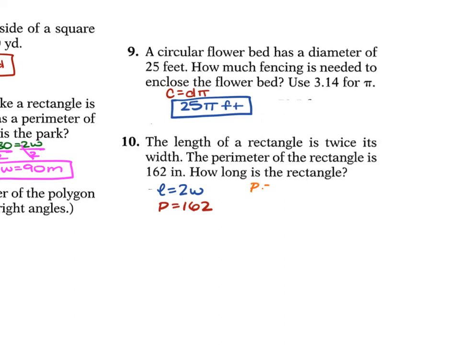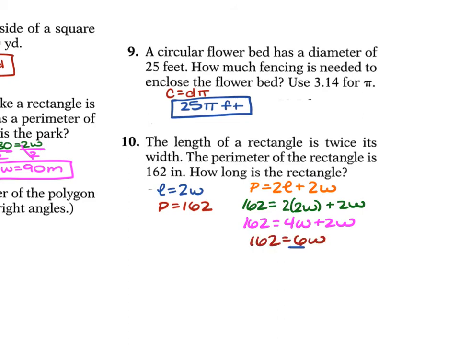So if perimeter is 2 times the length plus 2 times the width, that means we are going to have the perimeter, which is 162, is equal to 2 times the length plus 2 times the width. So 2 times your length, which is 2w, plus 2w. So this is going to give us 162 is equal to 4w plus 2w, which is 6w.